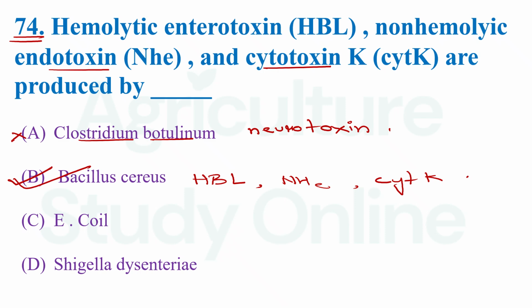E. coli and Shigella dysenteriae. So we know Shigella dysenteriae causes Shiga toxin. So correct option will be option number B.